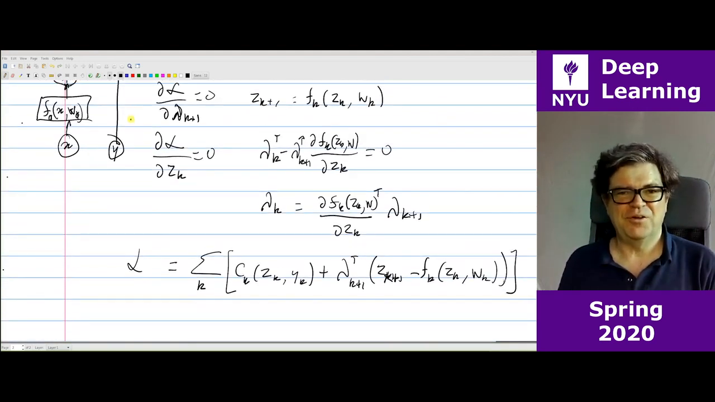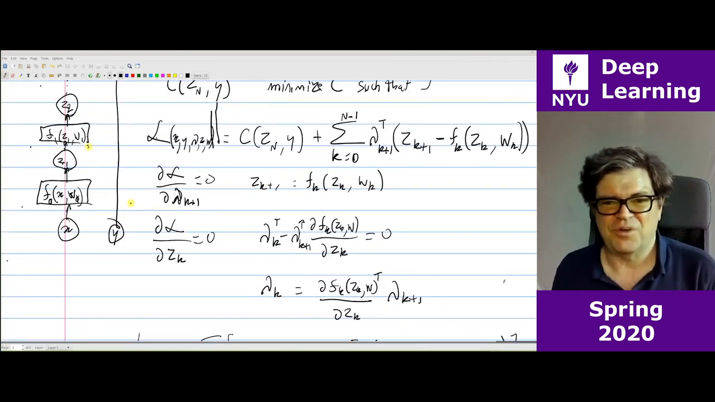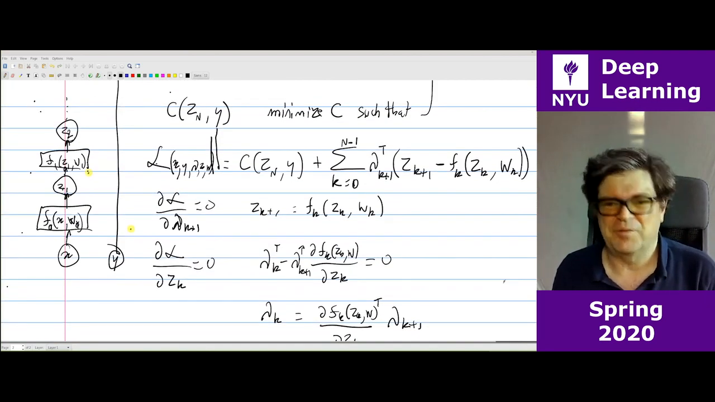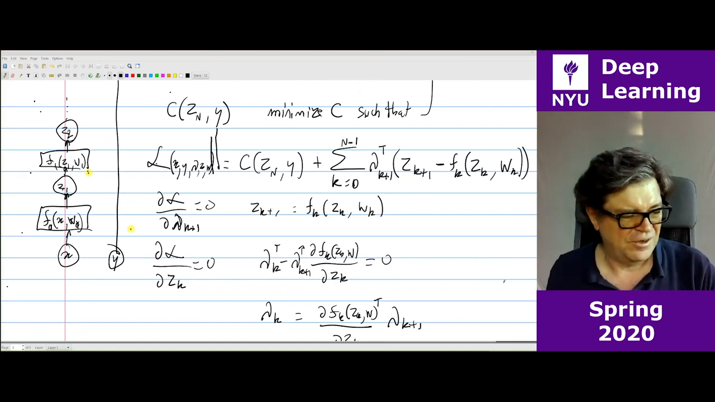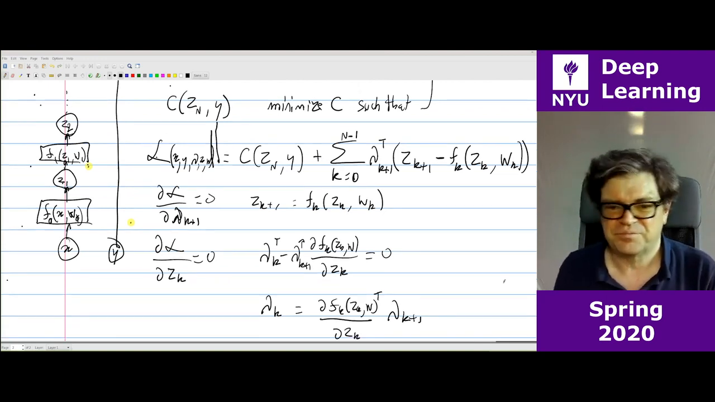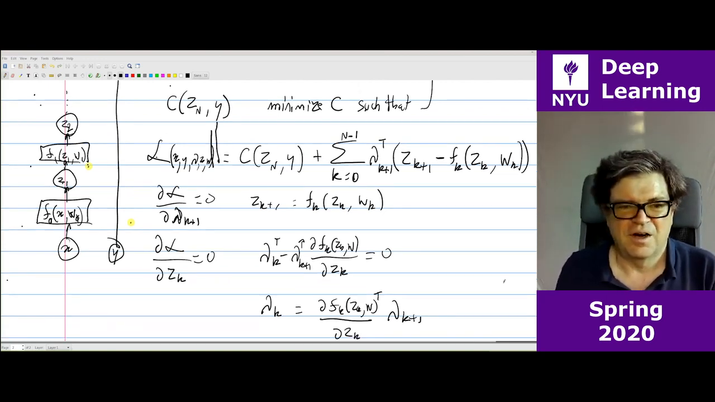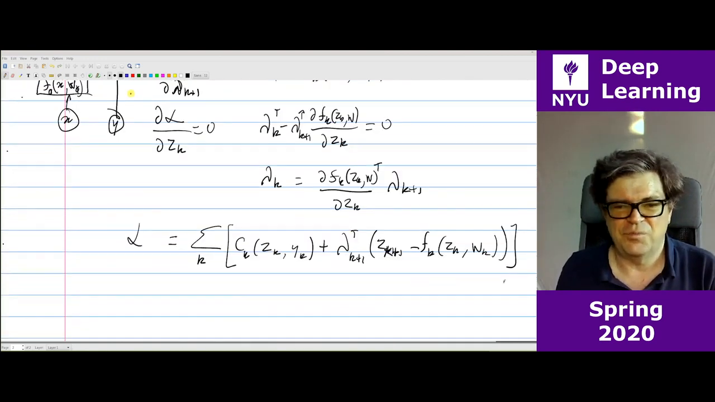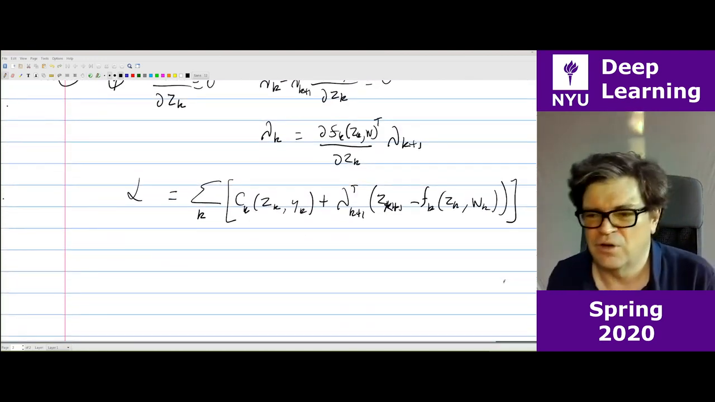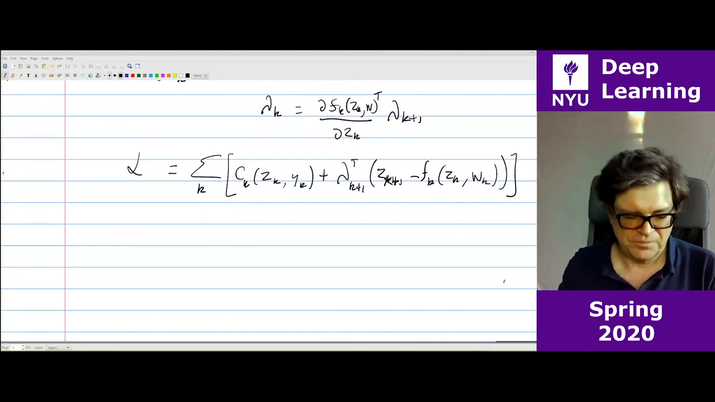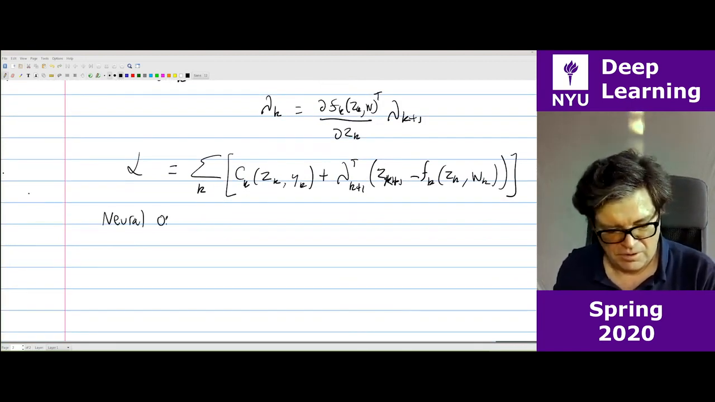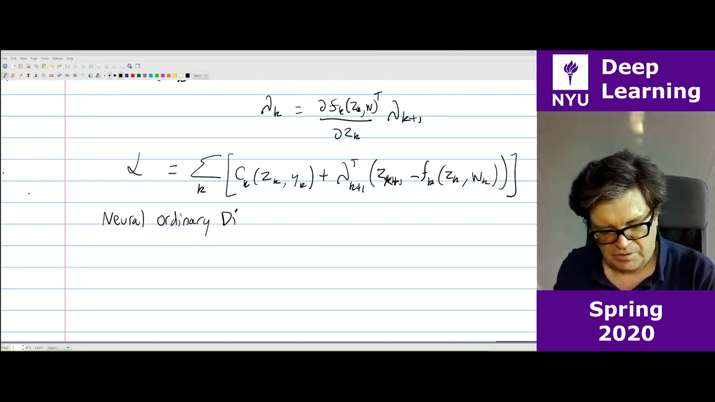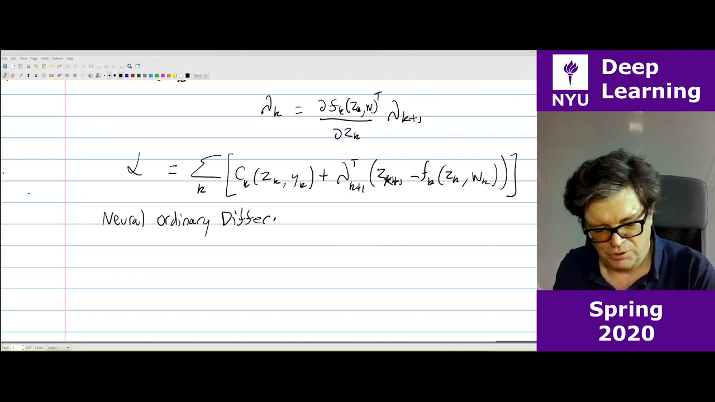Okay, why am I telling you this? It's because conceptually, the mathematics of this is super simple if you know Lagrangian minimization of the constraint. And this is something you can use also in a new class of model called neural ODE. So neural ordinary differential equation. And this is something Alfredo wanted me to talk about.